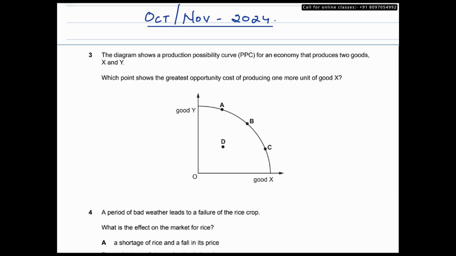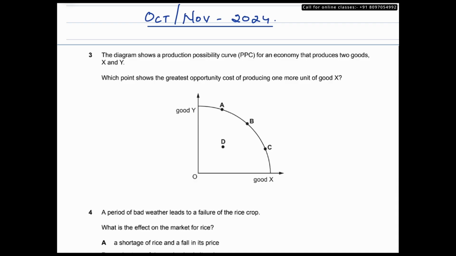Okay, now at point A, we see that point A is right on the top over here, and if we see the slope of the curve, it's a little flattened out. I won't say absolutely flat, but it is almost flat. So that means commodity Y is getting sacrificed, but the quantity that is getting sacrificed is very small. Now if you see the distance here and here, it is automatically giving you a visual representation that we are gaining much more of X and sacrificing very little of commodity Y. So this definitely is not the correct answer, because the opportunity cost is not the highest.